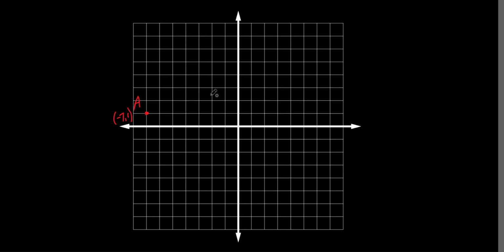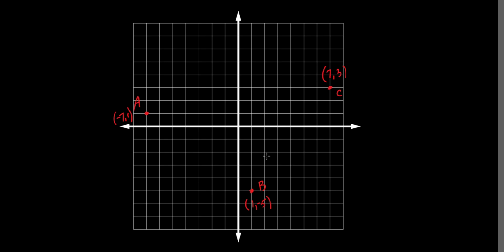Then point B is 1, negative 5. So 1, then 1, 2, 3, 4, 5 is right there. That's point B, and I'll put the coordinate 1, negative 5, just so we remember. And then C is at 7, 3: 1, 2, 3, 4, 5, 6, 7, then 1, 2, 3. That's point C, and I'll put the coordinate 7, 3.